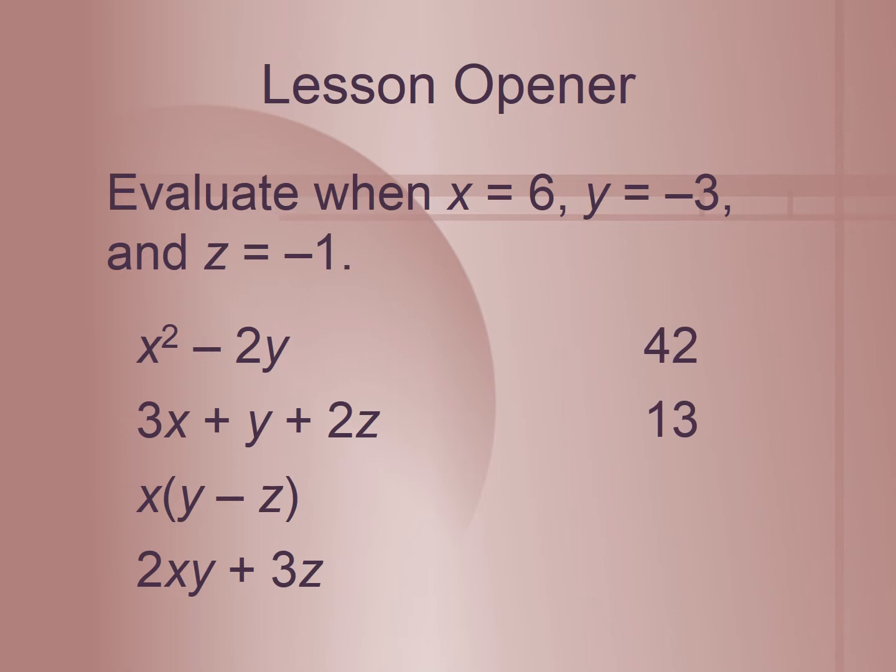When we try our third problem, x times (y minus z), we have to do y minus z first. So y is negative 3 minus negative 1. That gives us negative 2 times x, which is 6, is negative 12. Next problem, we have 2xy plus 3z. So 2 times 6 times negative 3 plus 3 times negative 1 gives us negative 39. All of that arithmetic can be done on your calculator to ensure that you get a correct answer.